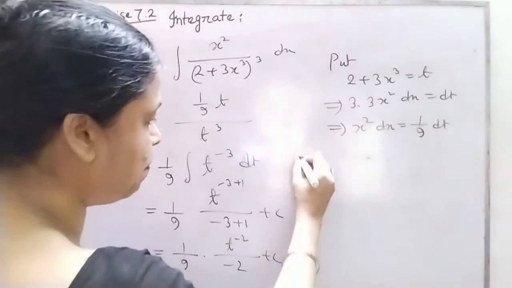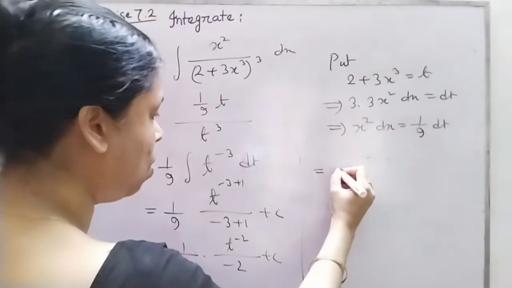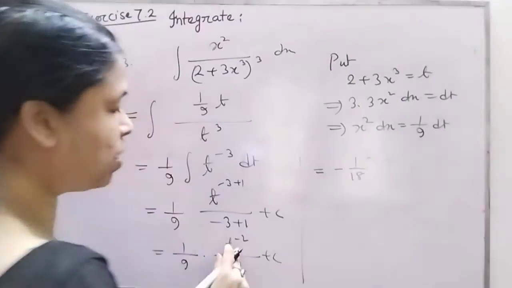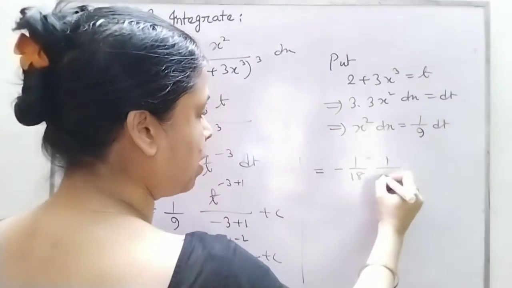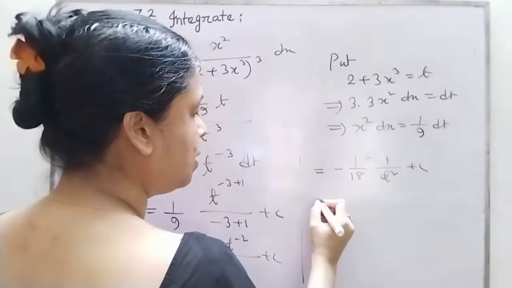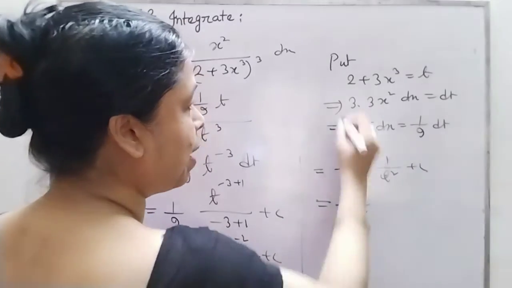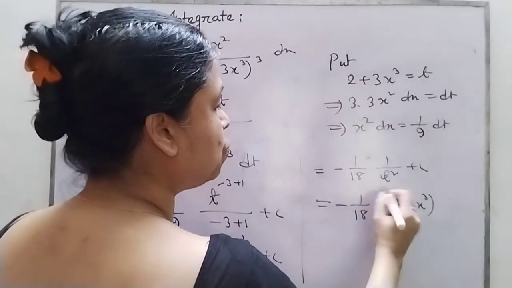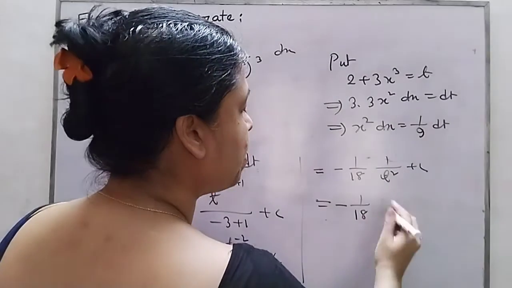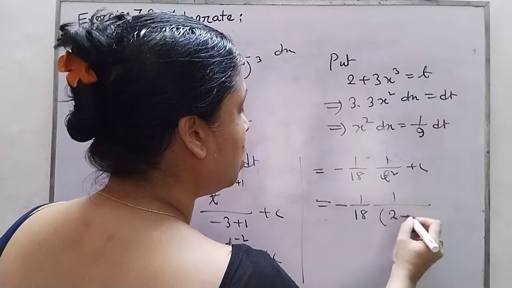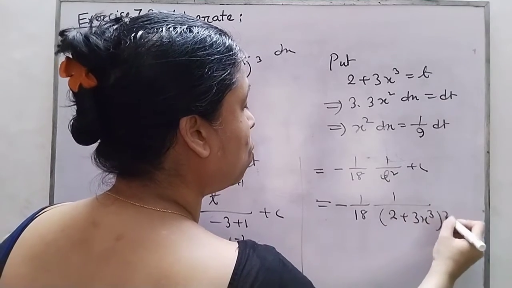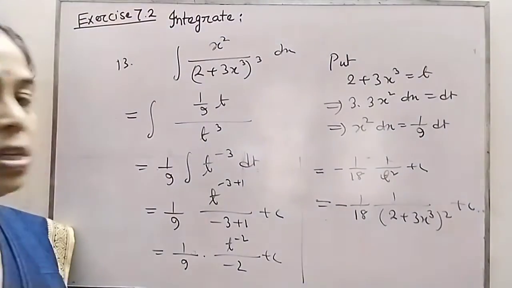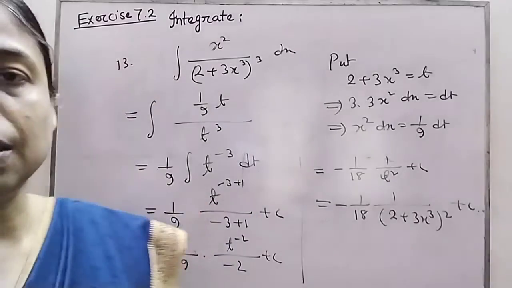Then on doing simplification I have done it here. Minus 1 by 18. What is t? This can be written as 1 by t square plus c. Now change your t by the value of x, that is 2 plus 3x cube, which is 1 by, sorry, it is 1 by 2 plus 3x cube whole square plus c. So this is the solution of question number 13.